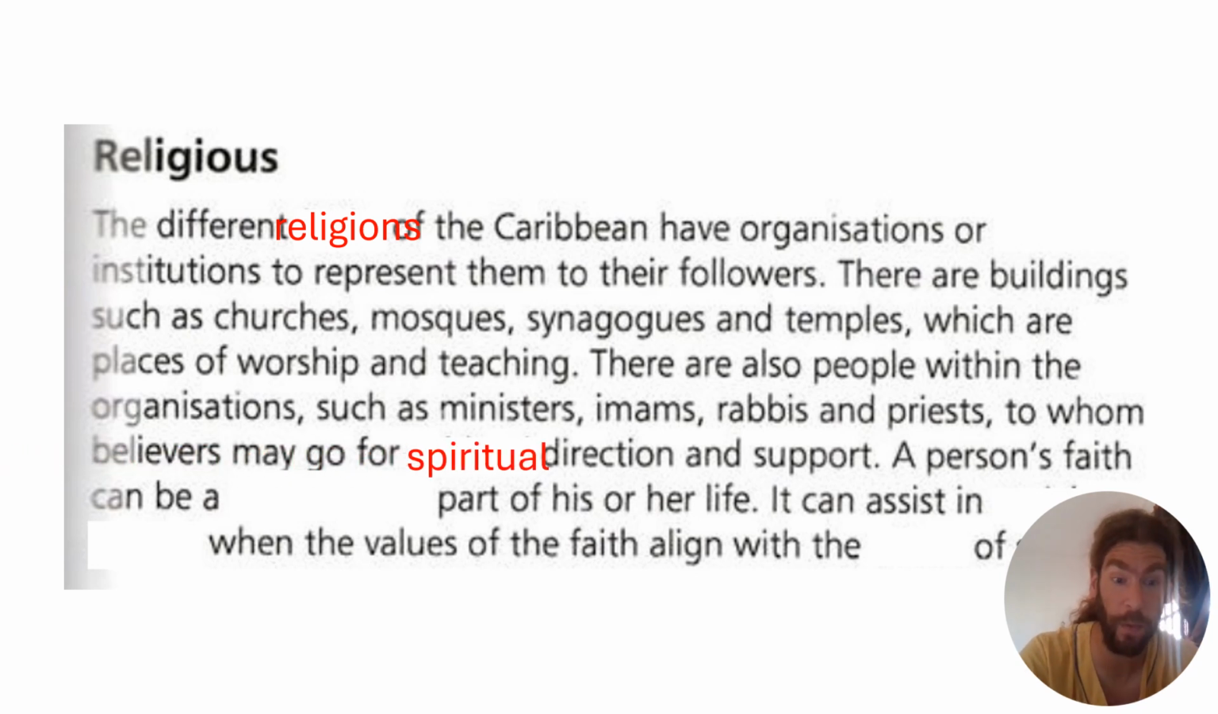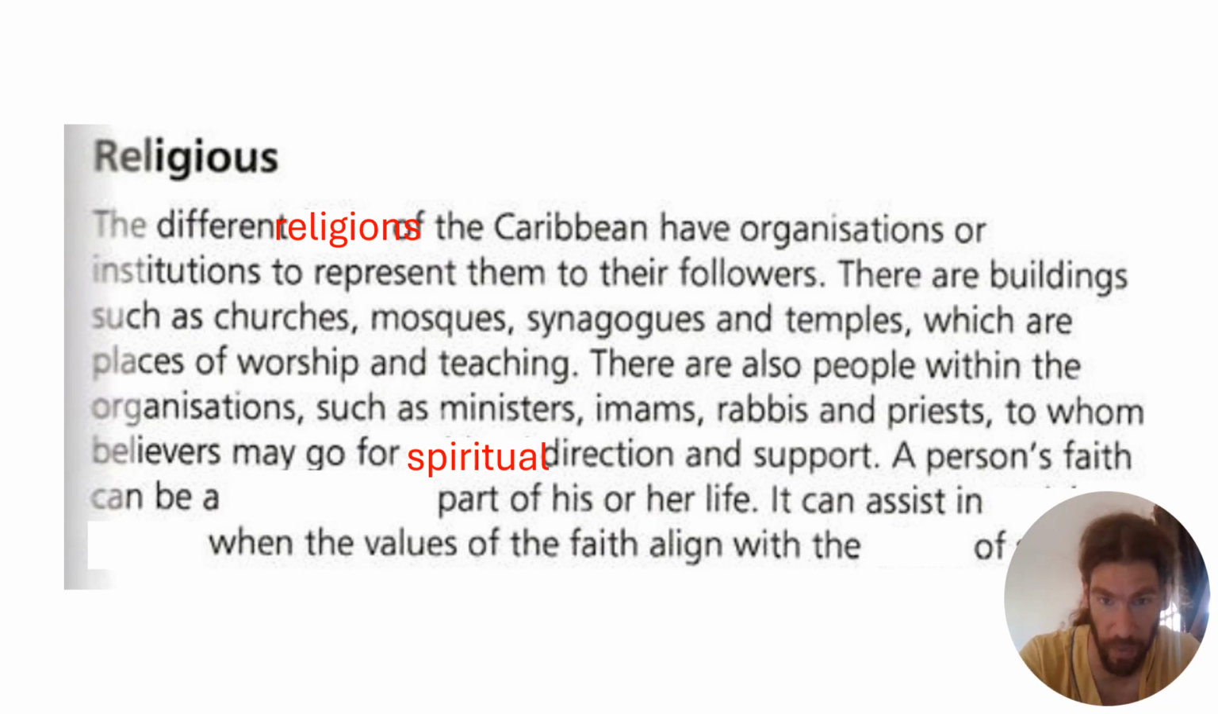There are also people within the organization, such as ministers, imams in Islam, rabbis in Jewish faith, and priests, for instance, in Hinduism or Buddhism, to whom believers may go for spiritual direction and support.